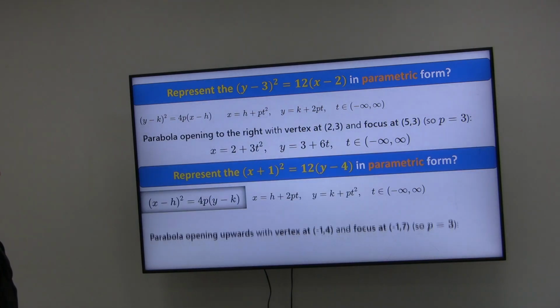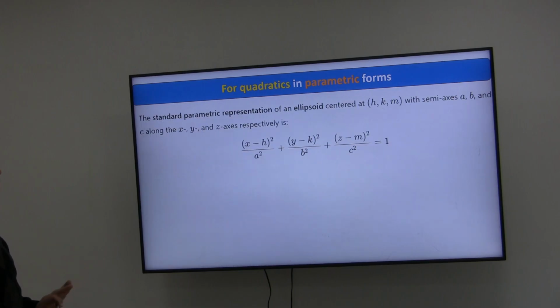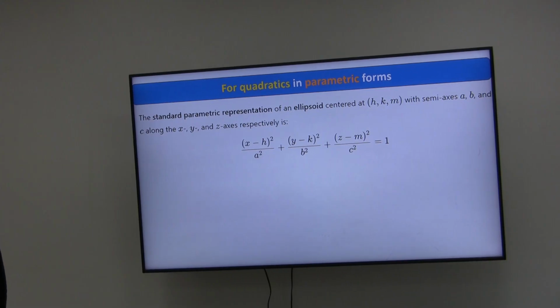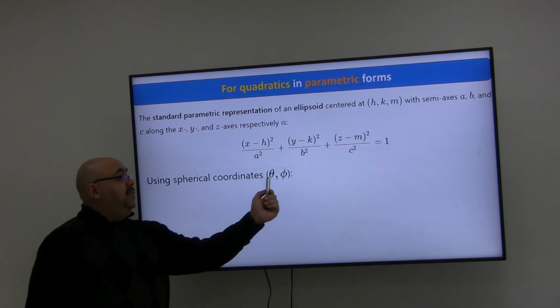Okay, I will skip this part. I made plenty of problems just to be sure that you are perfect in just translating. It's exactly the same if we are talking in three dimensions. But in 3 dimensions, since we already talked about spherical coordinates, I can add the knowledge of the parametric representation with my experience in the coordinate systems. So one of the really very nice parametric representations of surfaces is using theta and phi.